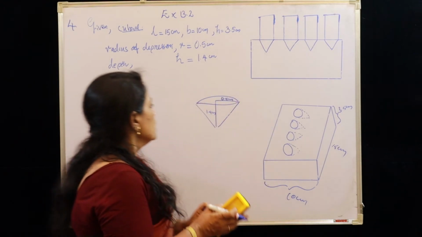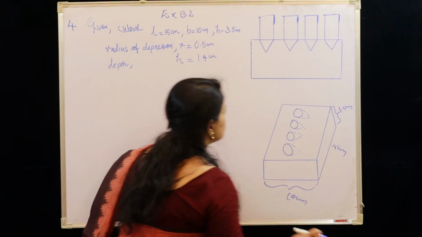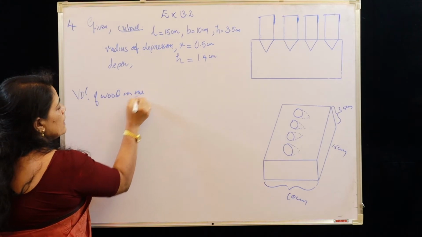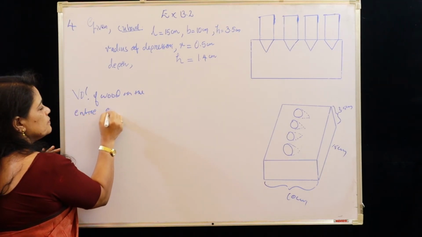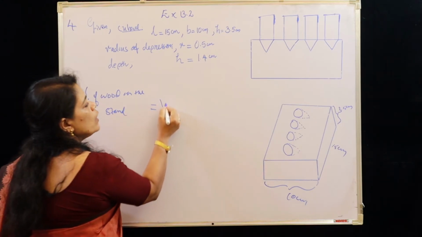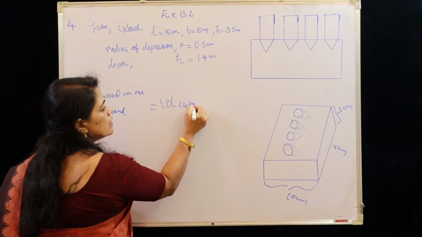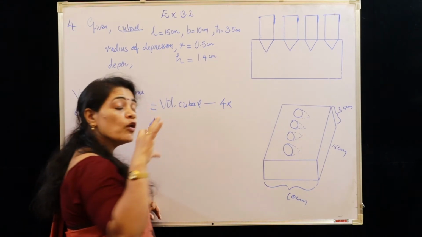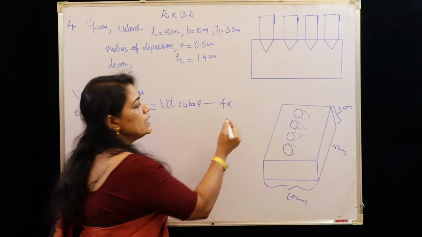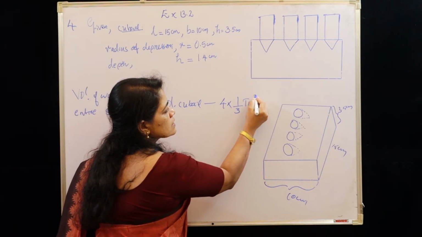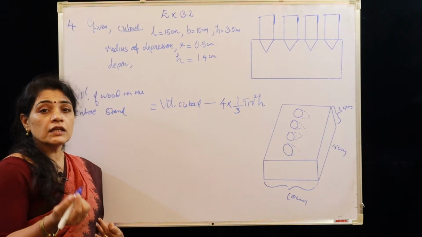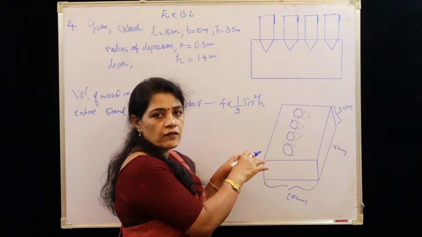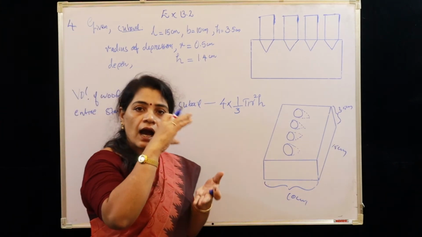So the volume of wood in the entire stand is equal to the volume of the cuboid minus 4 into, we have 4 conical depressions, and what is the volume of one cone? That is 1/3 πr²h. Here one more thing should be noted: the height of the cuboid is given, and also the height of the conical depression is given.